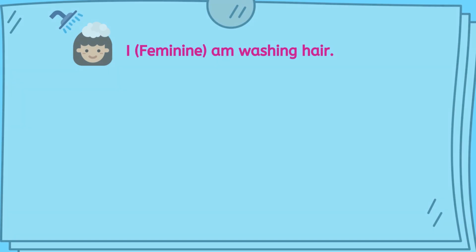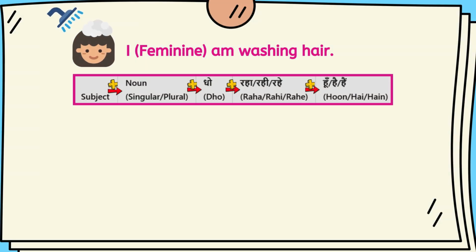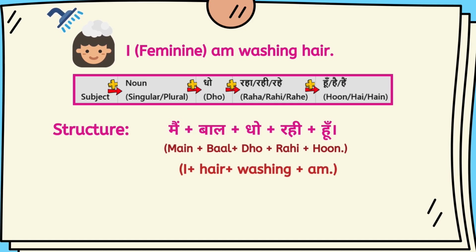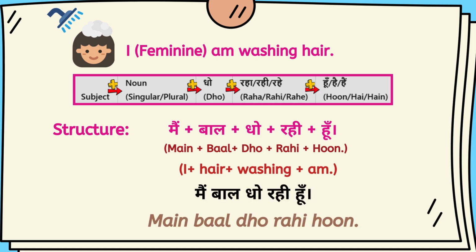Now if a woman says I'm washing my hair, it translates to मैं plus बाल plus धो plus रही plus हूँ. Now how it breaks down is मैं, as you can understand, is the equivalent of I, बाल is hair, धो is the root verb wash, followed by rahi hoon. Rahi hoon indicates present continuous tense for a feminine speaker. So the sentence becomes मैं बाल धो रही हूँ.